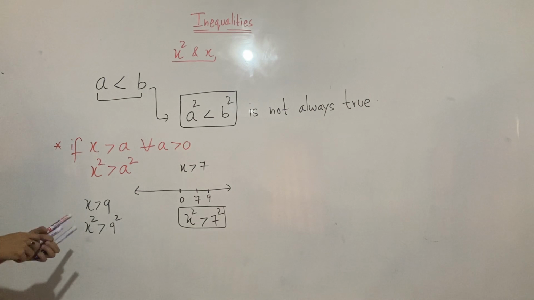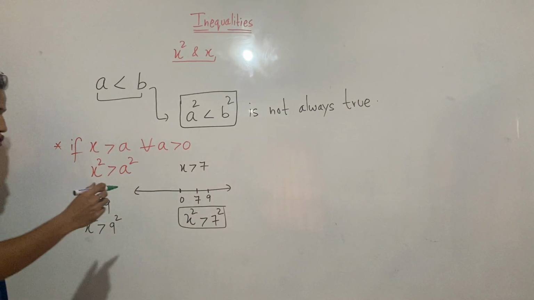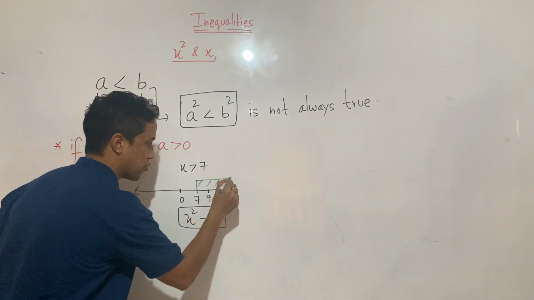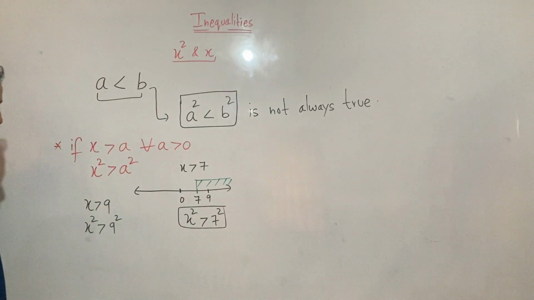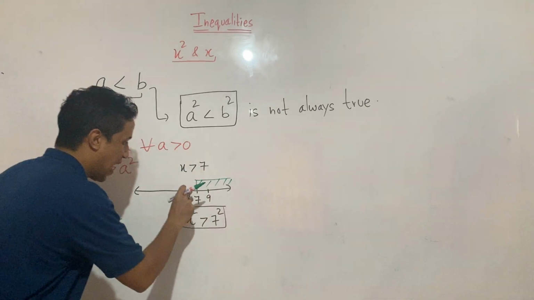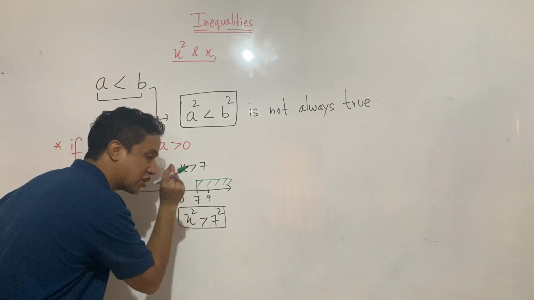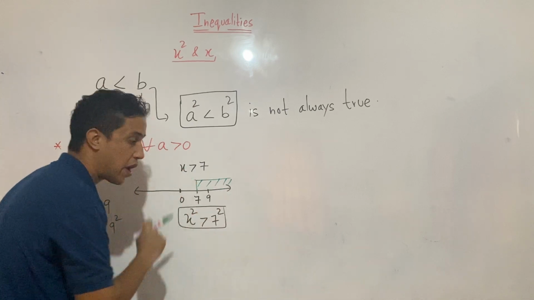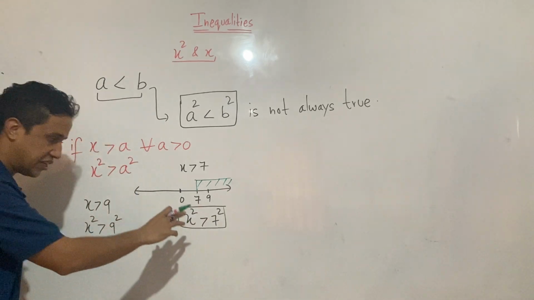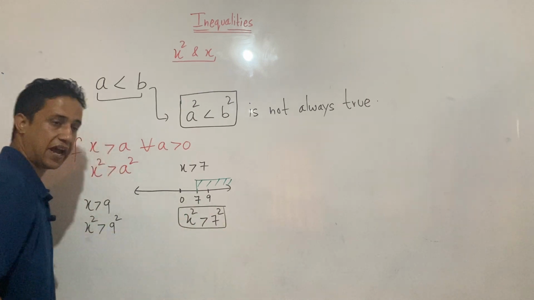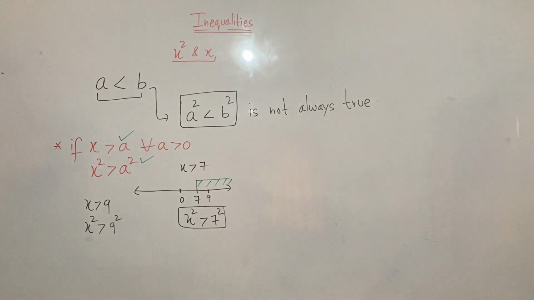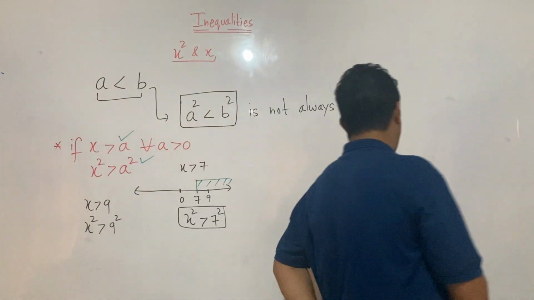Because what does it mean here? Here it says x is greater than 7, right? So it means x will take all the values greater than 7, up to infinity. And the lowest value that x will take is just the closest value to 7 on the right. So all the values of x square are always going to be greater than 49. So this thing makes sense and this thing is true. I hope you understand the point.